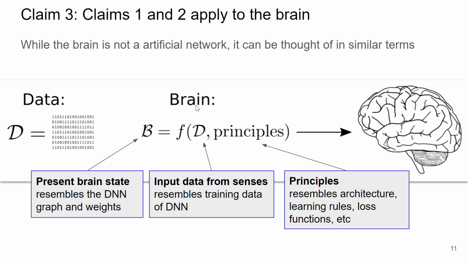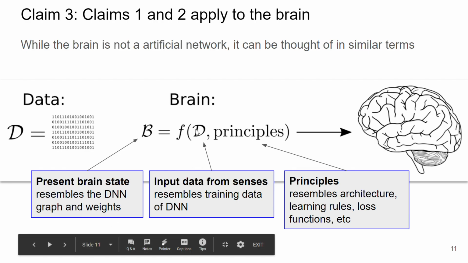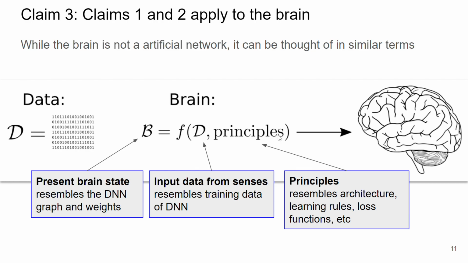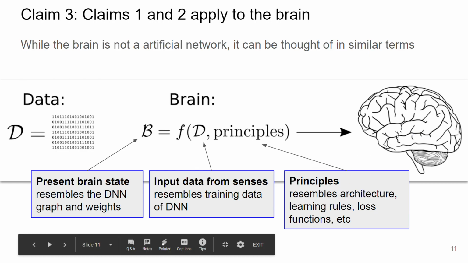And they say the brain can also be thought of in a very similar sense, in that the final trained weights in your deep network resemble the present brain state, which includes the architecture of how the neurons are connected, and also the synaptic strengths. And the data set can be seen as the input you get from all senses, and principles could be the architecture, learning rules, loss functions, and more high level ideas like that in the brain.